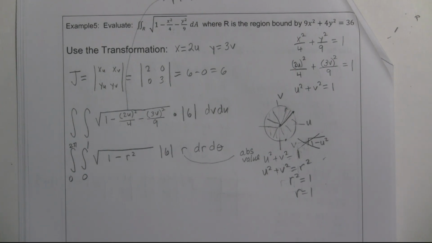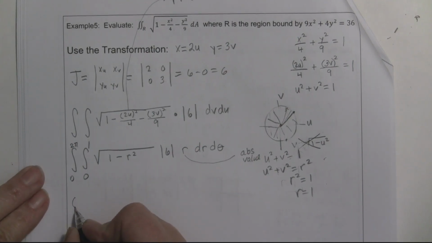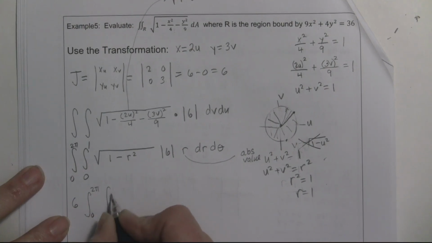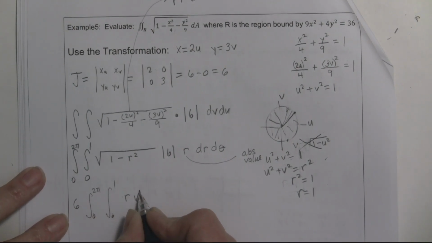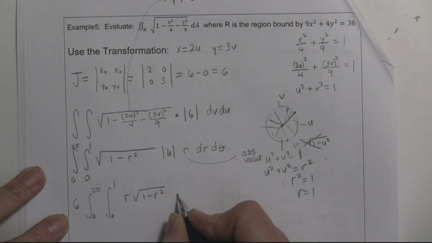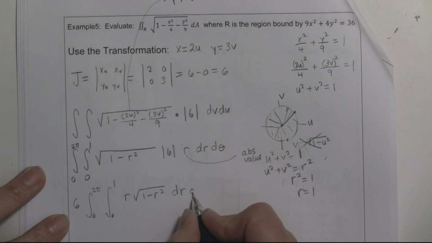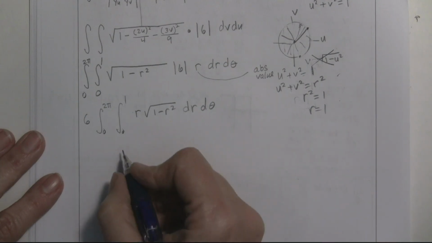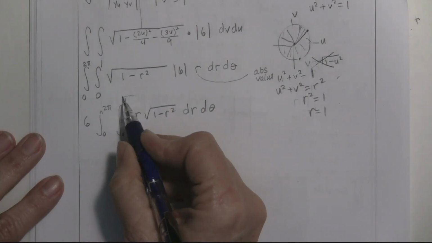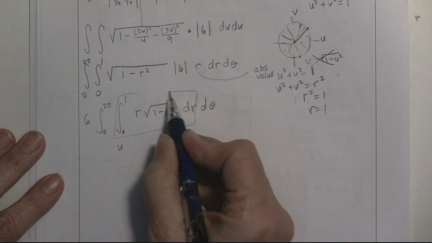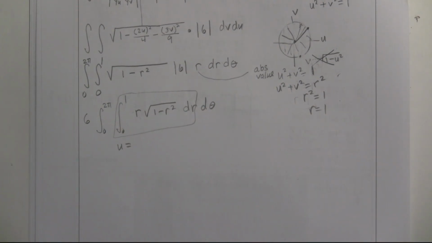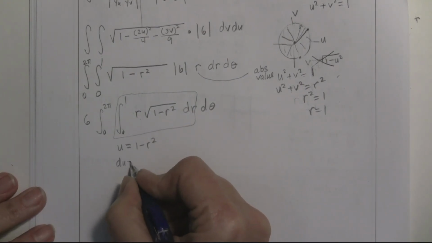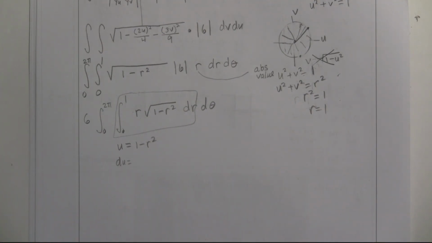So if you solve this problem, you can get the 6 out here, and you can go from 0 to 2 pi, 0 to 1 of r square root of 1 minus r squared dr d theta. And I got the r right here. What you're going to do to solve this problem, I hope you know, is do this inner part right here. That's our first step, right? And you're going to do a u substitution to do that. That'd be 1 minus r squared, and then du equals and so on, right? And then you're on your way.